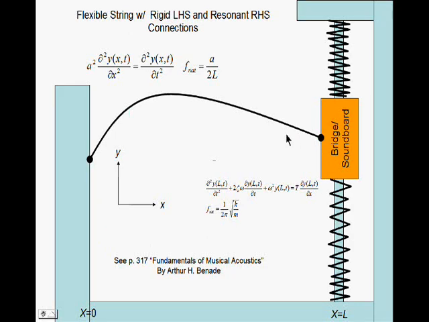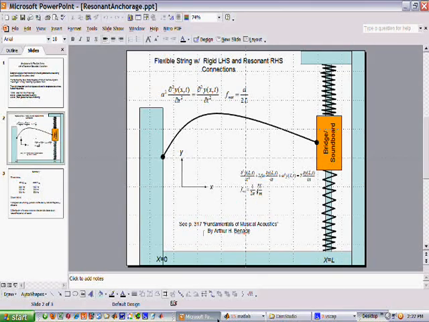Here is a schematic of the process that we're going to simulate. Here's our bridge soundboard over here with the spring and the mass. It's described by this differential equation, where the natural frequency is determined in terms of the spring constant and the mass. The string is described by this differential equation, and there's the natural frequency. Okay, let's start the simulation now.